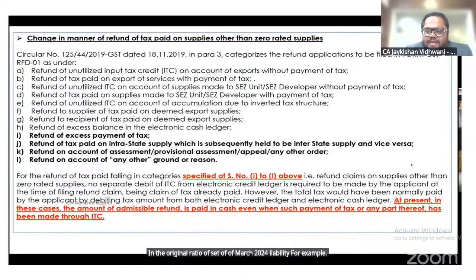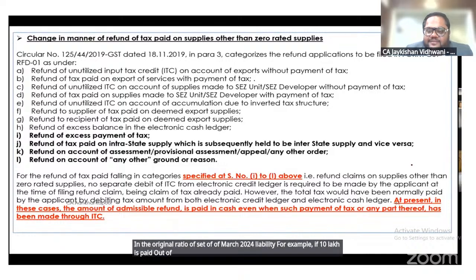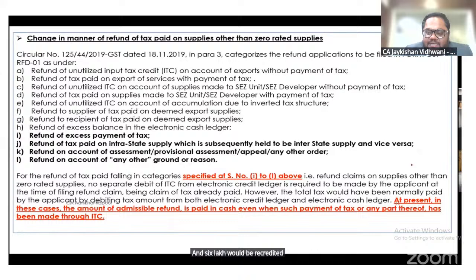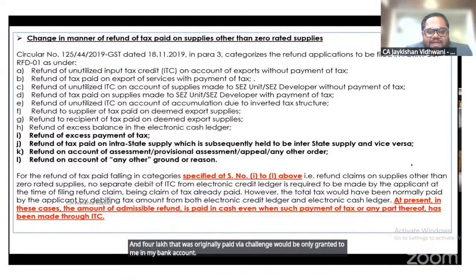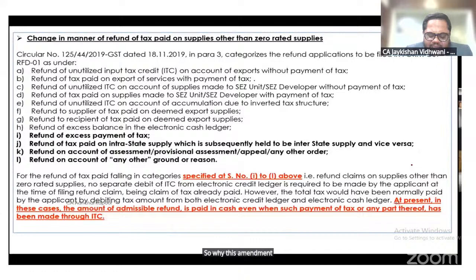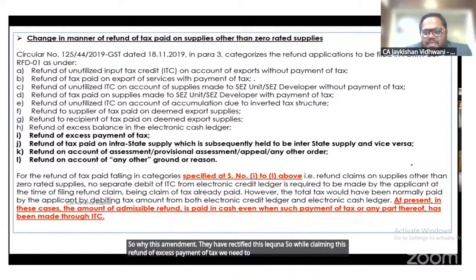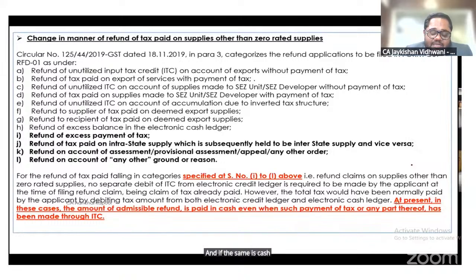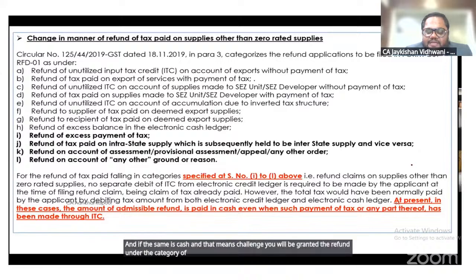For example, if 10 lakh is paid, out of which 4 lakh is paid via challan and 6 lakh is paid via credit, then 6 lakh would be recredited in my electronic credit ledger, and the 4 lakh that was originally paid via challan would be granted to me in my bank account. So by this amendment, they have rectified this lacuna. While claiming this refund of excess payment of tax, we need to always see what the original source of payment was. If it is credit, you will be granted the refund under the electronic credit ledger. And if it is cash, that means challan, you will be granted the refund under the category of electronic cash in your bank account.